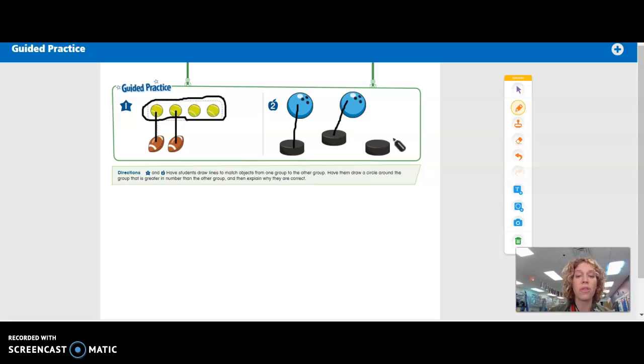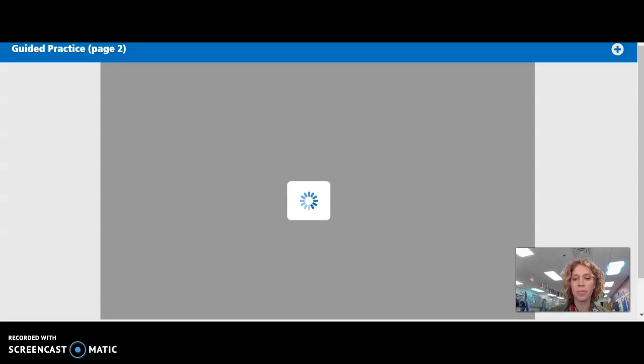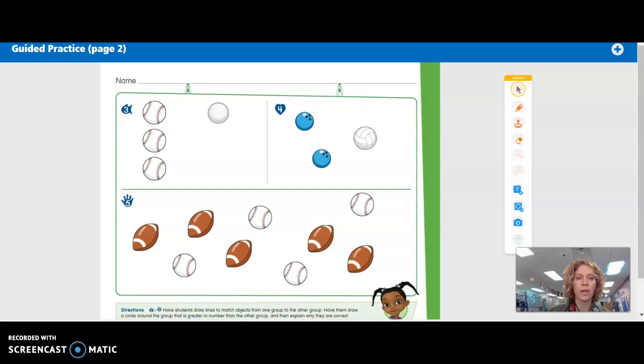So that tells us that there is a greater amount of hockey pucks than there are bowling balls, so we're going to circle it. All right, did you do that on your paper? If not, make sure you do so. Let's change to the next page. Now this is our practice page. You have the same page, so make sure you're looking at your page too.